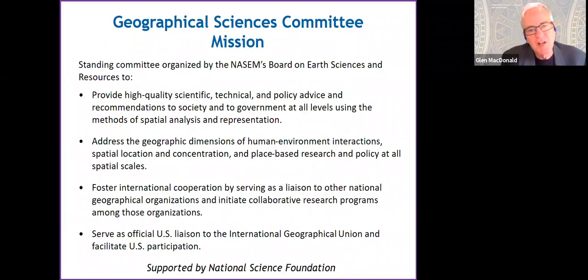The Geographical Sciences Committee has a mission of providing advice to society and government at all levels using the methods of spatial analysis and representation. We address the geographic dimensions of human-environment interactions, spatial location and concentration, place-based research, and policy at all spatial scales. The committee also fosters international cooperation by serving as a liaison to other national geographical committees and to the International Geographical Union. The committee thanks the National Science Foundation for funding.